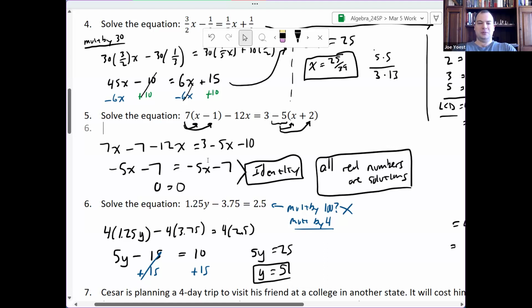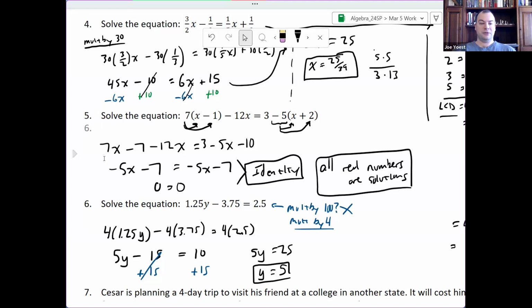And we could either at this point see that we have simplified to negative 5x minus 7 equals negative 5x minus 7, the same thing equal to itself. Or we could go one more step and try to isolate the variable term by, say, adding 5x to both sides and adding 7 to both sides, and we get 0 equals 0.